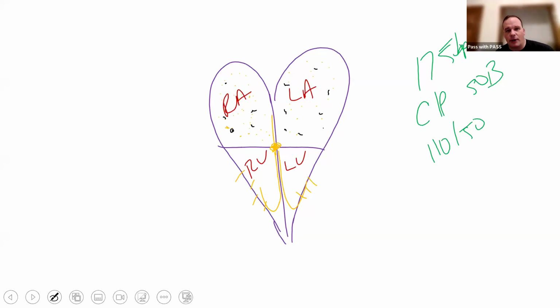So here lies the problem. How long has this patient been in AFib? I don't know. You're not going to know. They're not going to know. They may have been in AFib for 5 minutes. They may have been in AFib for 5 months. They may have been in AFib for 10 years. I don't know how long they've been in AFib.